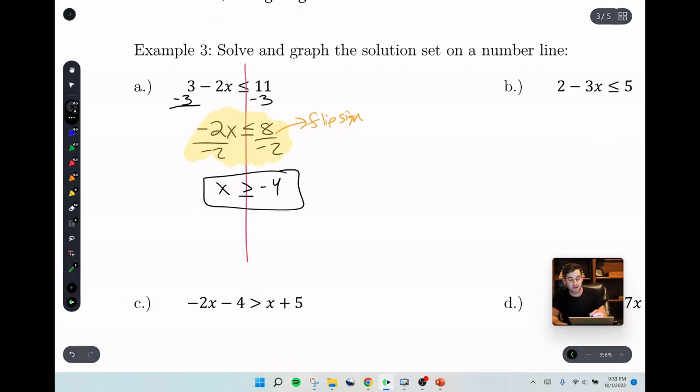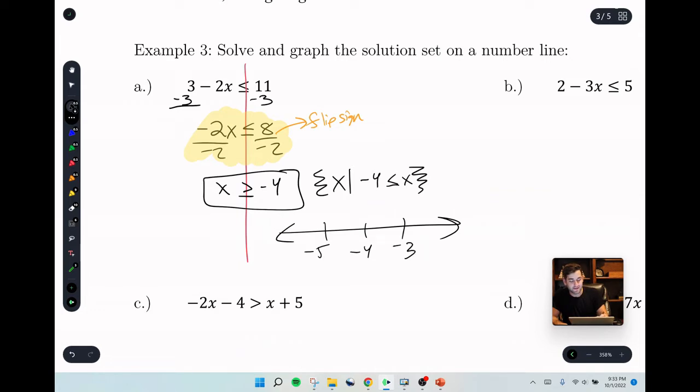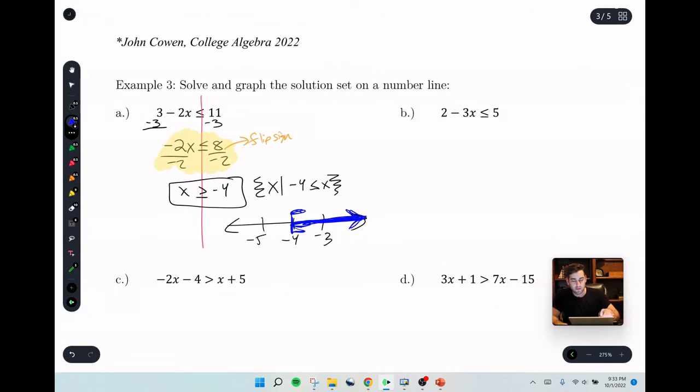It does say graph it. I'm going to go ahead and do set builder, x, bar. And then we're saying negative 4, x is less than or equal to. And we don't have to include that infinity. So if I was going to graph that, just do 3 things. There's negative 4, there's negative 5, there's negative 3. Is x going bigger or smaller? It's going bigger, right? And does it include it? It does include it. So it just looked like that. Not too crazy.